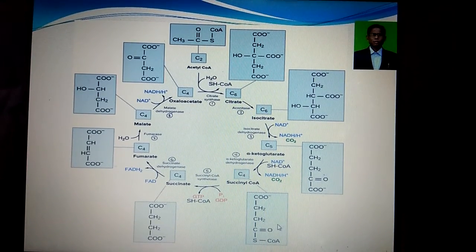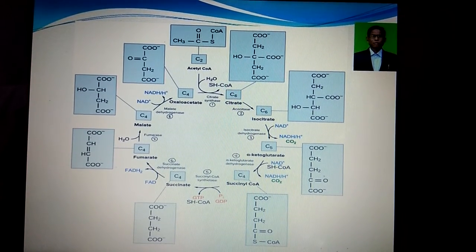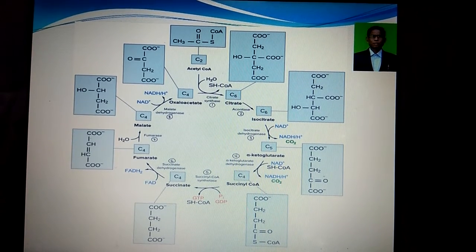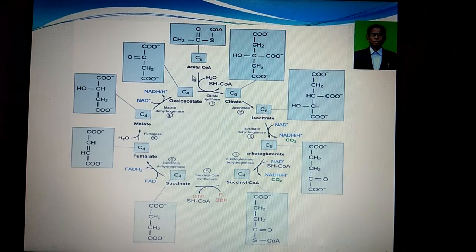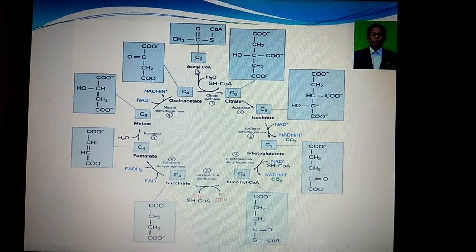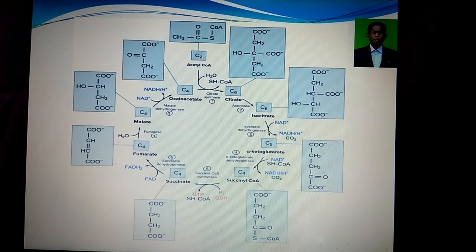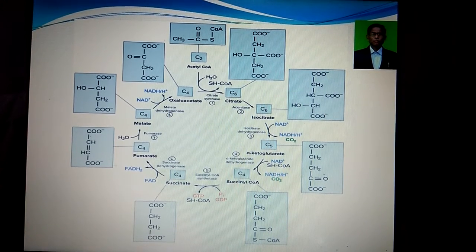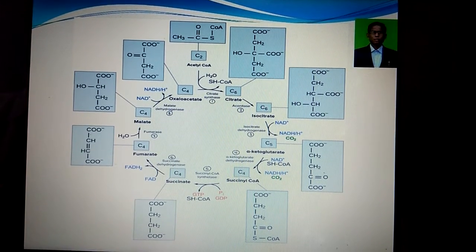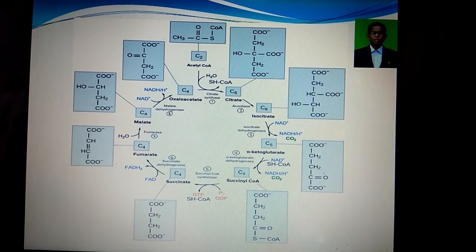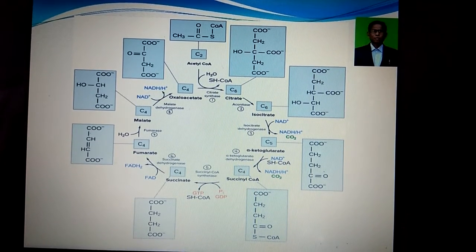Now, let us start the process of the citric acid cycle. In the first step of the citric acid cycle, acetyl-CoA combines with oxaloacetate to form citrate. A molecule of water is consumed and CoA is released. This reaction is catalyzed by citrate synthase. It is an irreversible reaction.